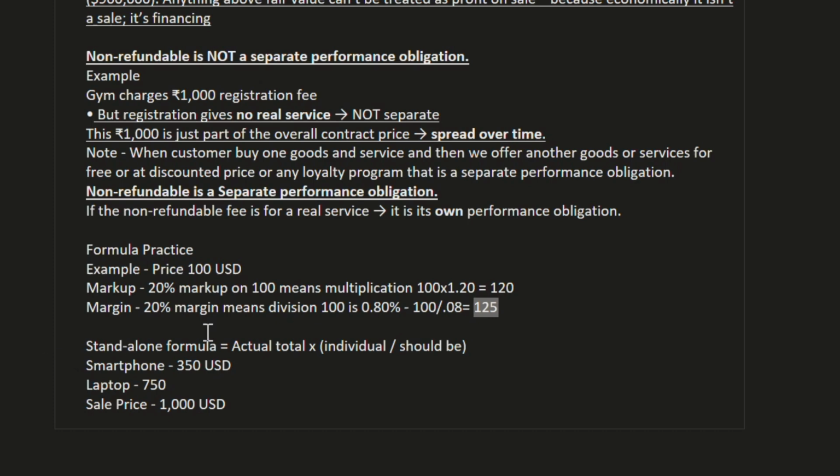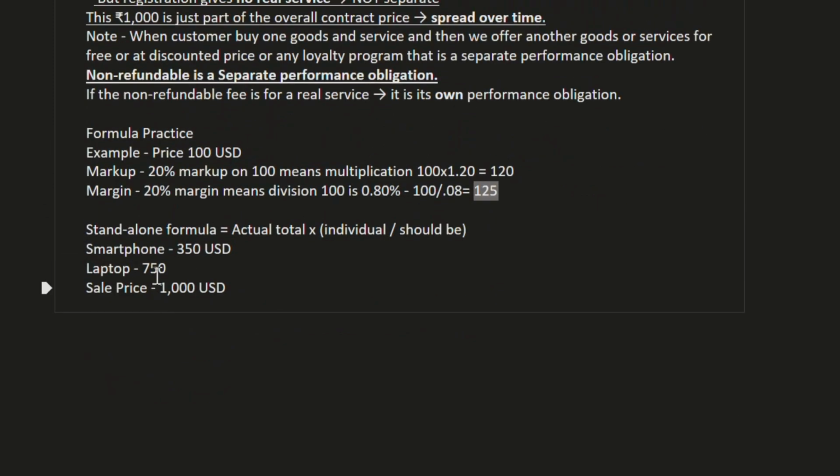Now the standalone formula: actual multiplied by individual divided by should be. I made this formula to make it simple. Standalone is generally used when we have a combined price and the individual prices are different from the combined contract price. For example, a smartphone price is 350 and a laptop price is 750, so the total price will be 1100. But here we have a sales price of 1000. Now we need to find the standalone price of a smartphone.